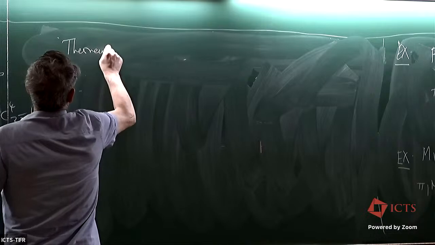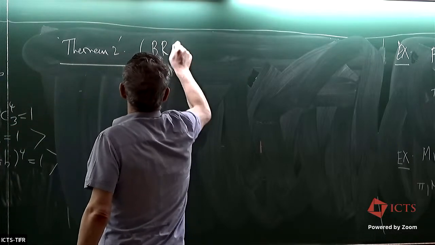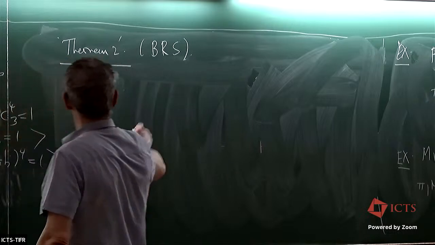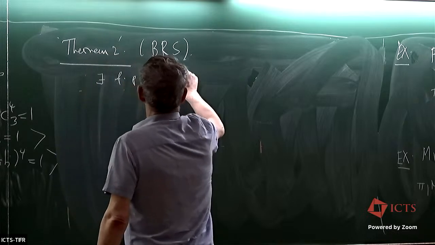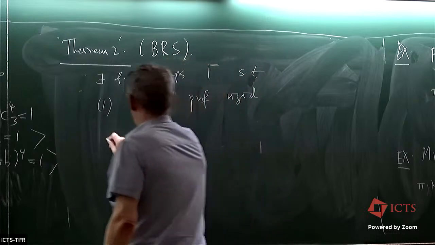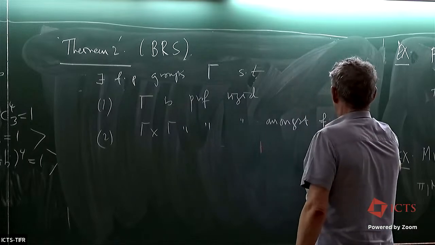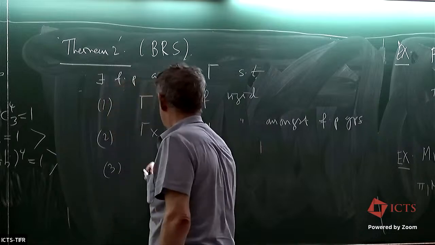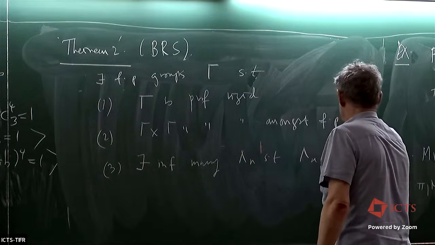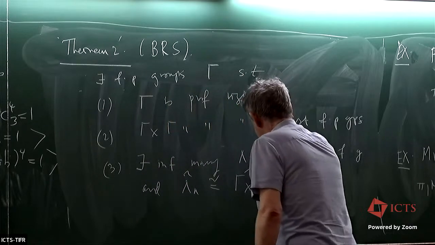So theorem 2, maybe theorem 2 prime. This is the more precise version that we have with Martin and Spittler. So there exist finitely presented groups gamma such that 1, gamma is profinitely rigid. 2, gamma cross gamma is profinitely rigid amongst finitely presented groups. And then 3, there exist infinitely many lambda n such that lambda n is finitely generated, and lambda n hat is isomorphic to gamma cross gamma hat.